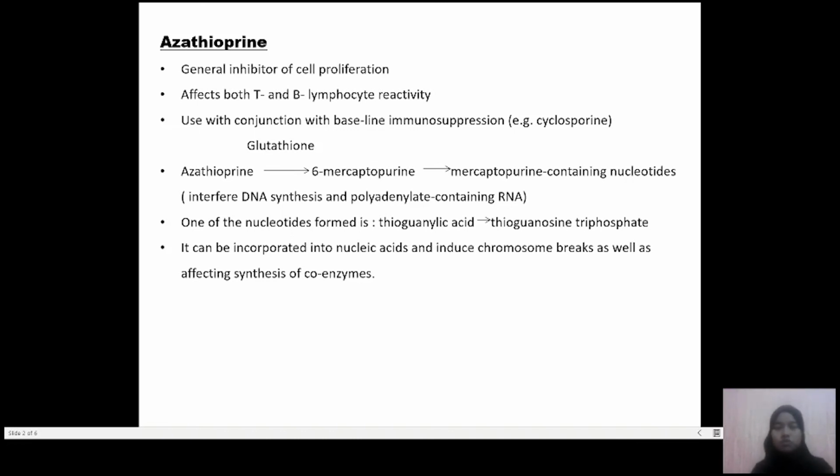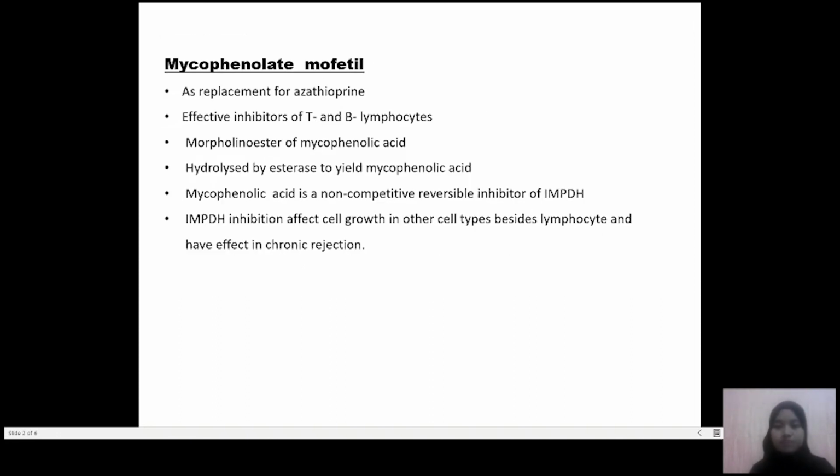Azathioprine will be converted into 6-mercaptopurine by glutathione and then converted into mercaptopurine-containing nucleotides. It will interfere with the DNA synthesis and polyadenylate-containing RNA. One of the nucleotides that form is known as thioguanylic acid, which is then converted into thioguanosine triphosphate. Thioguanosine triphosphate can be incorporated into the nucleic acids and induce chromosome breaks, as well as affecting synthesis of the coenzyme. Next is mycophenolate mofetil.